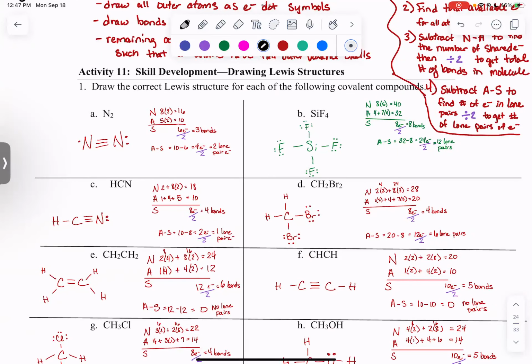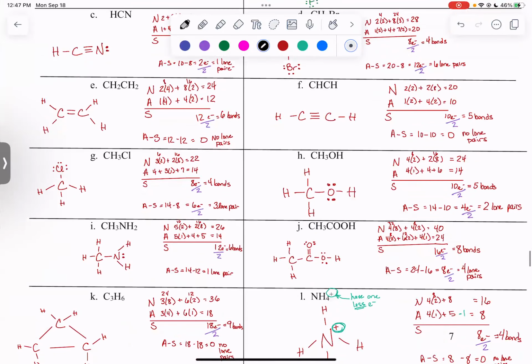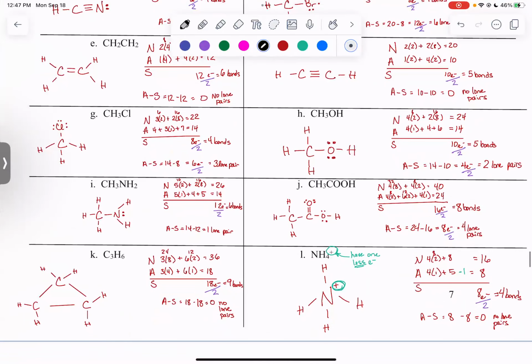Then you need to practice. You just need to practice. So you can screenshot, you can look at these so that you can check your answers, but you just need to do practice. Just keep practicing. The more you practice, the better you're going to be at it. Okay, that is the end of Lewis structure.